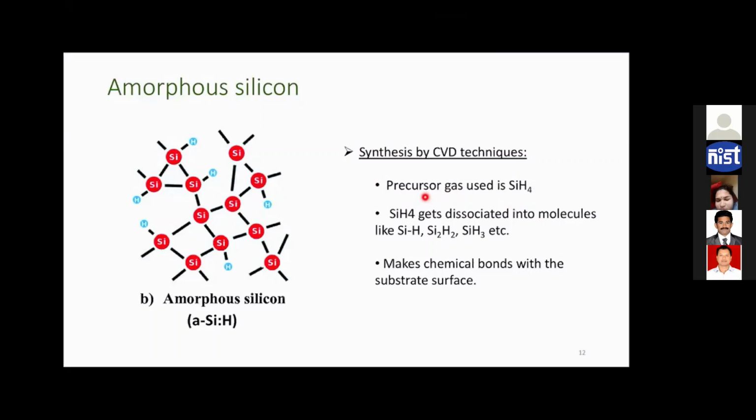The highly energetic electrons that are present in the plasma dissociate this silane gas into molecules like SiH, Si2H2, SiH3, etc. These molecules then come in contact with your substrate over which you want to deposit amorphous silicon, and form the film, or gradually grow the film by making chemical bonds. So the hydrogen is present inside your amorphous silicon because the precursor gas contains the hydrogen.